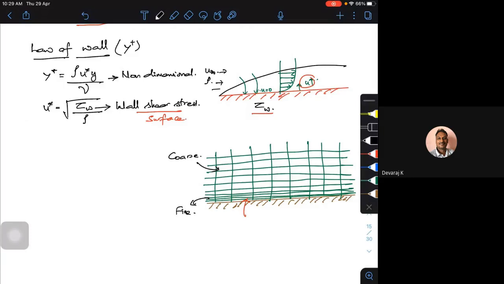Now, most of us try to do some CFD studies. So there are two things you have to remember about how your y plus should be: y plus less than 30 and y plus greater than 30. Based upon this, I am going to choose my turbulence model.